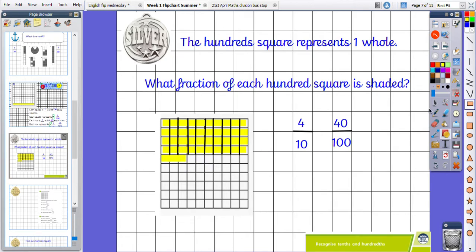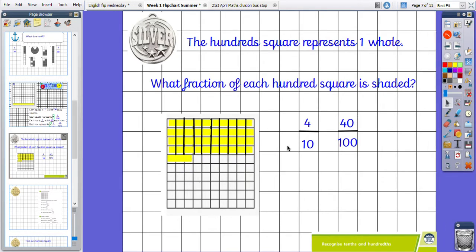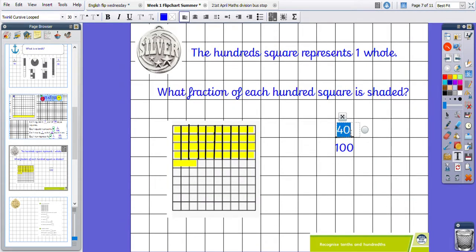What if I shaded 3 more? I would not be able to represent my answer as tenths because I've not got 4 full rows anymore. I've got a partial row formed, so I wouldn't be able to have an answer that used tenths. I'd only be able to answer in hundredths. Now I know I've got 40 there because I've got 4 rows of 10, and I've got 3 more: 41, 42, 43. So my answer here would be 43 hundredths.